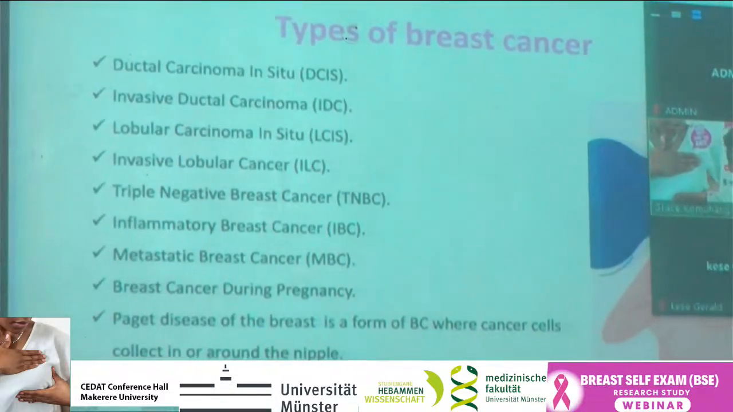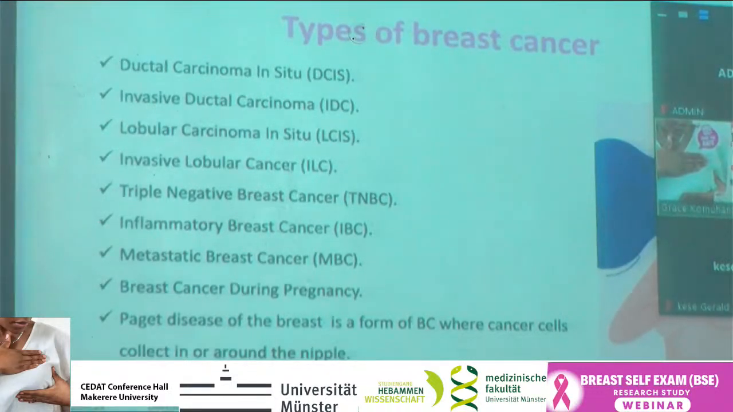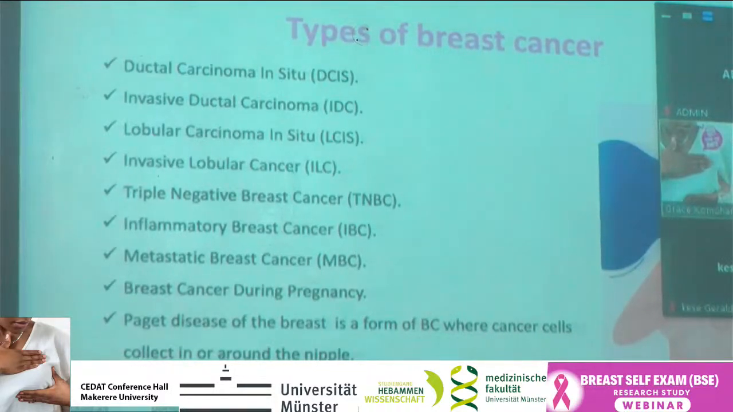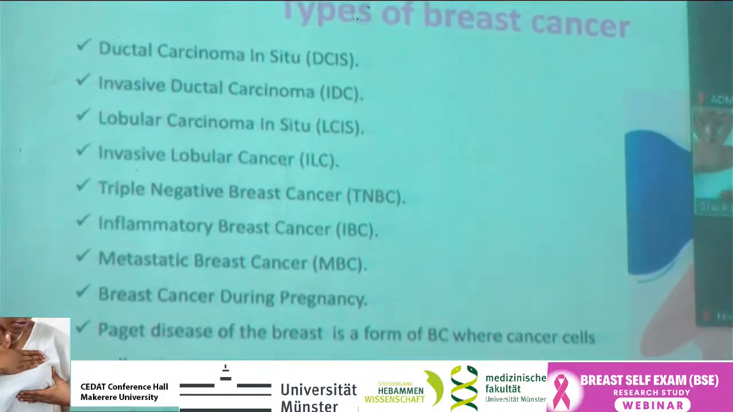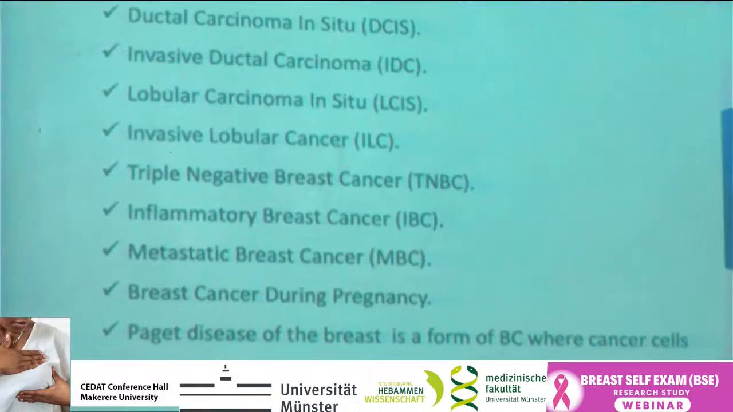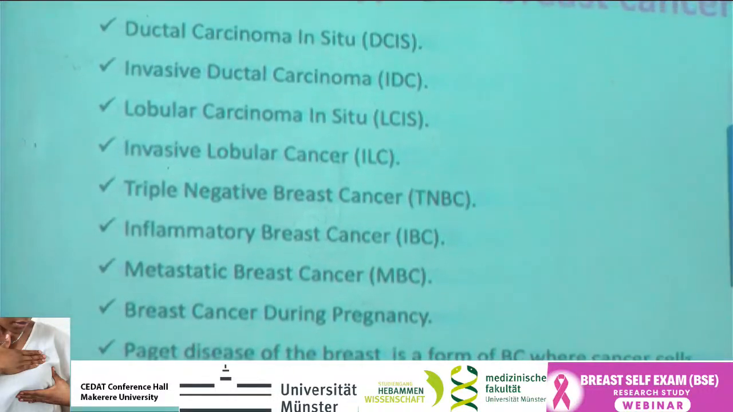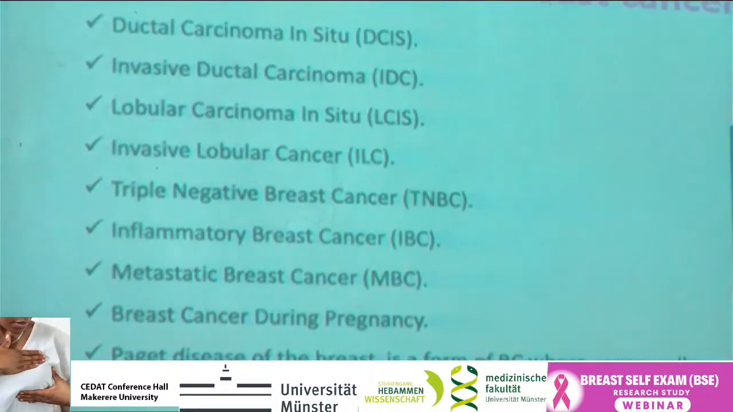Mostly there are two major breast cancer types, and that is invasive breast cancer and non-invasive breast cancer. The non-invasive breast cancers are ductal carcinoma in situ and lobular carcinoma in situ. The invasive ones, we have invasive ductal carcinoma and invasive lobular carcinoma.